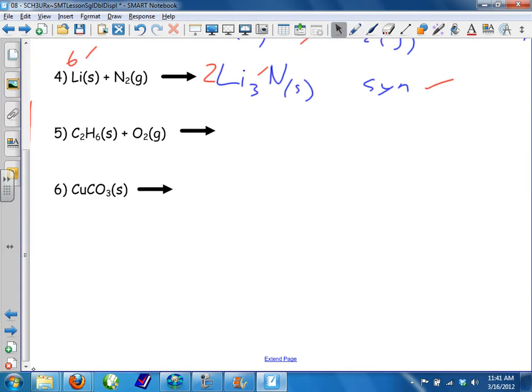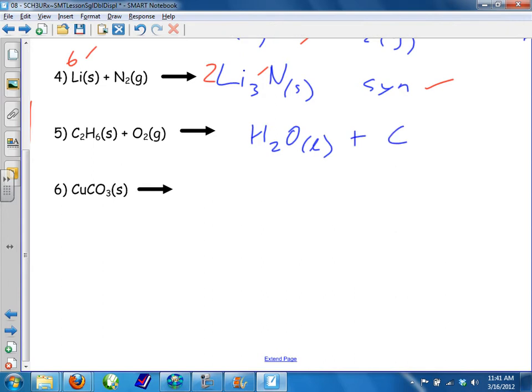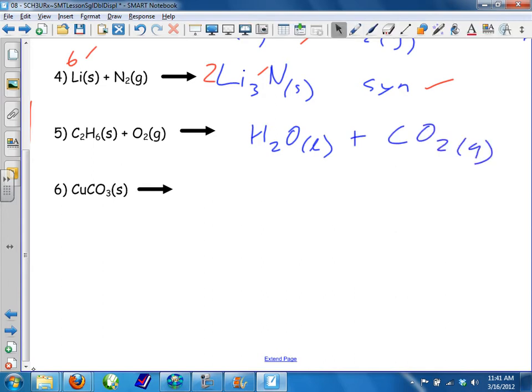For our next example, we've got ethane and we've got oxygen. This is an example of a combustion reaction. And in every combustion reaction, you are going to end up with water as a liquid plus carbon dioxide, which is a gas. Combustion. Now if we balance that out, we'll put a 2 there.